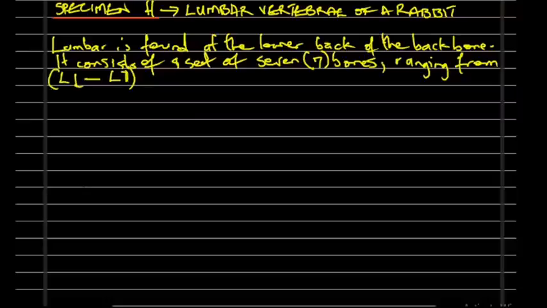Now, other structures in or around the lumbar are the spine, and they have intervertebral disc, the spinal cord, and nerves. We have other structures in and around the lumbar.